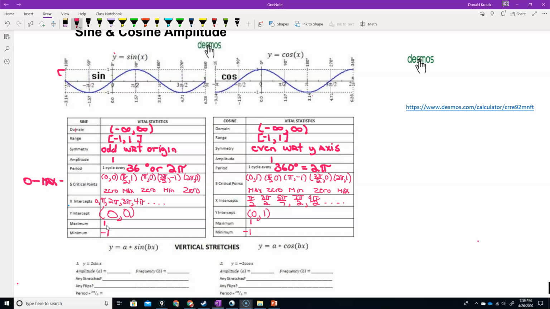Okay, now on your first cycle of sine, your high point occurs at pi over 2, and your first low point occurs at 3 pi over 2. Over here for your cosine, your first high point occurs at 0, and your first low point occurs at pi. And then it just repeats.